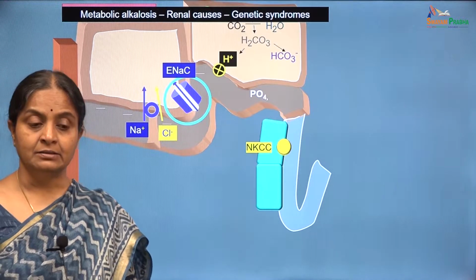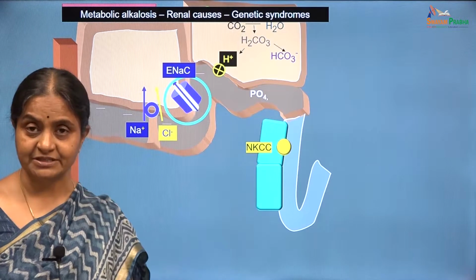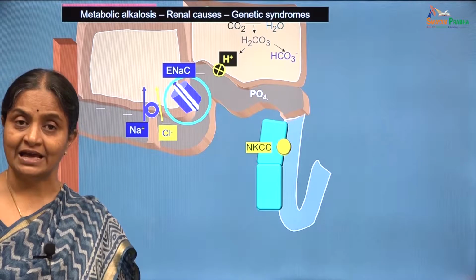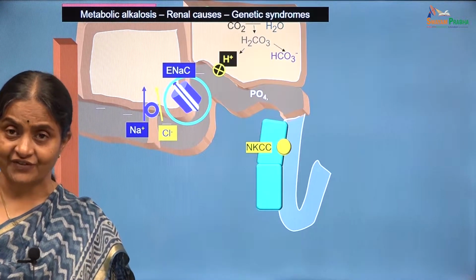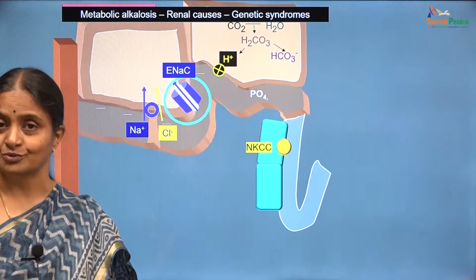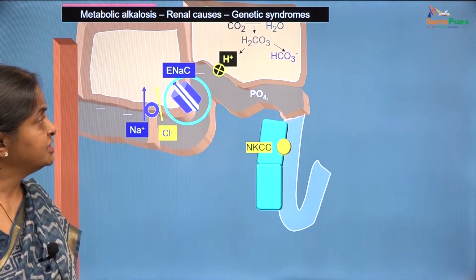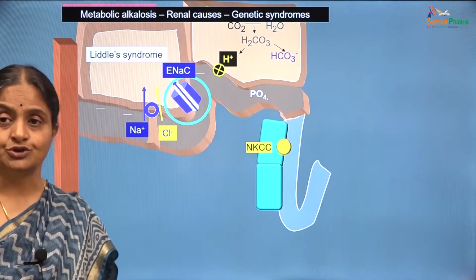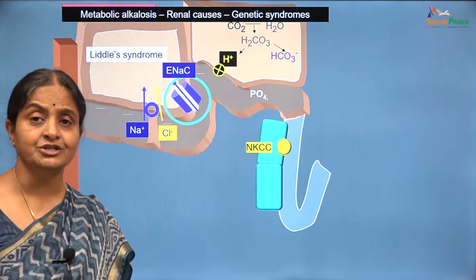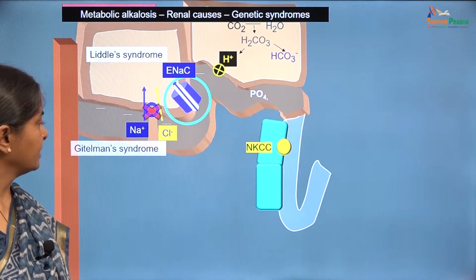Very interestingly, there are 3 genetic conditions which mimic each of these mechanisms. These are rare, nevertheless, it's interesting to know that specific genetic defects in any of these proteins can cause specific syndromes causing metabolic alkalosis. These gene defects are Liddle's syndrome, which works like hyperaldosteronism. It is a gain of function mutation of the epithelial sodium channel.